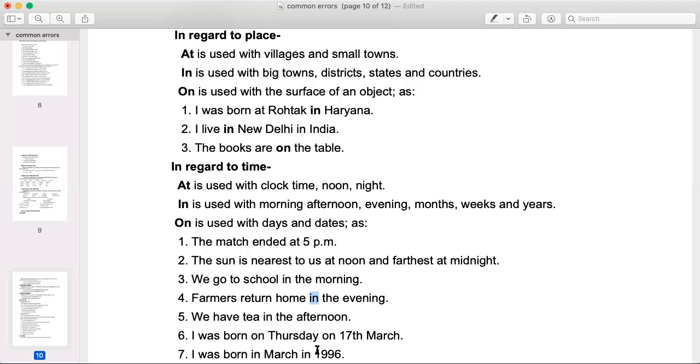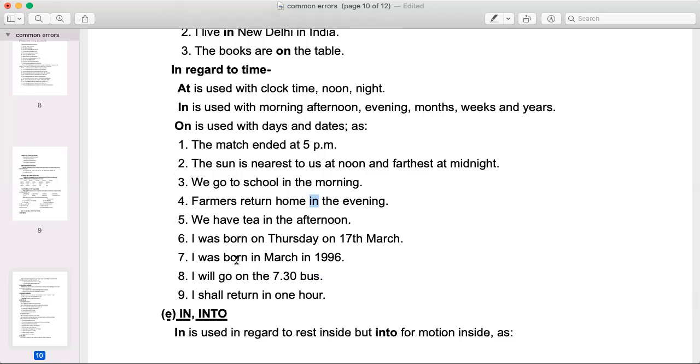I was born on Thursday, on 17th March. Okay, days and dates. But if you're saying I was born in March in 1996, that is a month and a year.